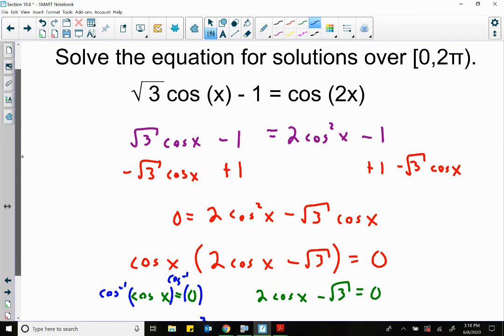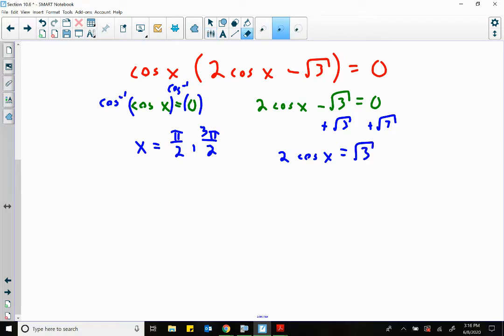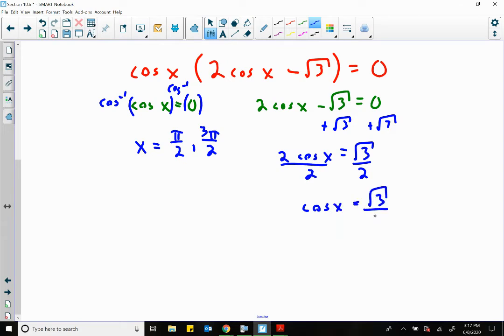Okay? Over here, we got to do a little bit more work. So we're going to add the square root of 3 to both sides. That gives us 2 cosine x equals the square root of 3. And then we're going to divide by 2. And we get cosine x equals square root of 3 over 2. And so now we just run the inverse cosine like we did last time.